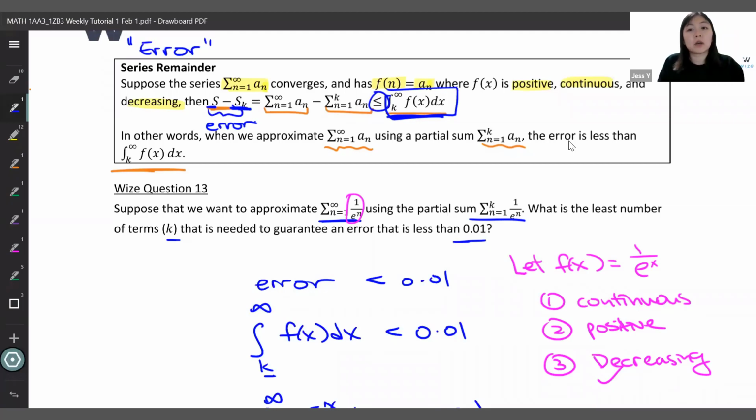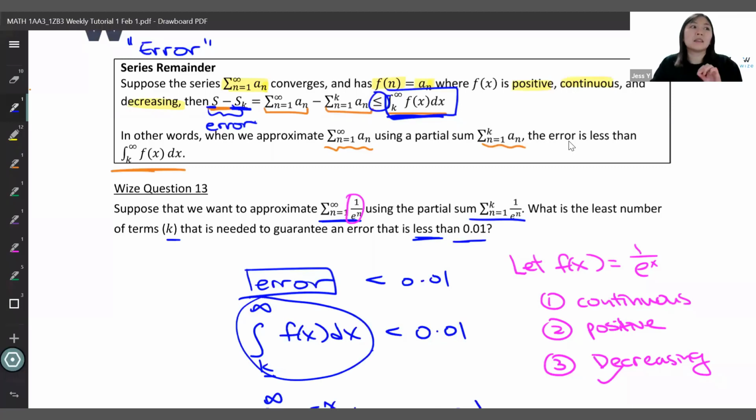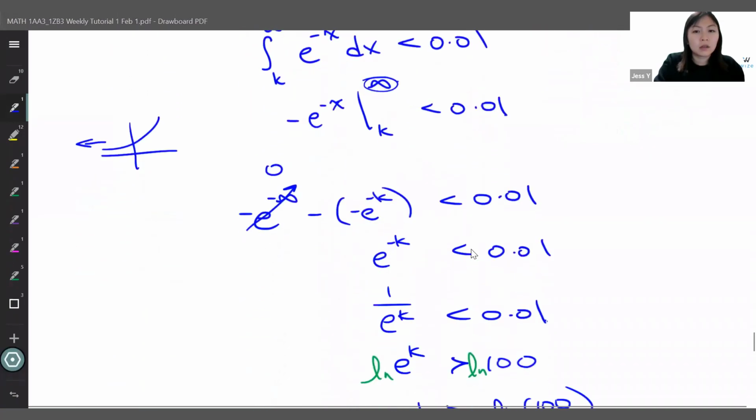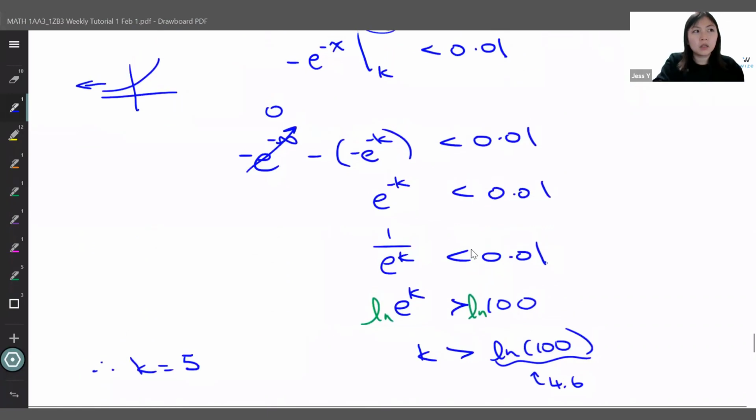Now, in this particular question, they're saying, what is the least number of terms that is needed to guarantee that an error is less than 0.01? So we want our error to be less than 0.01. But we know the error is going to be less than the integral, meaning that we want the integral to be less than 0.01. Okay, let me know if that makes sense. Scroll back up to the answer. Yes, sorry, I scrolled too fast. I think that is what you need. If you need me to scroll up or down more, just let me know.